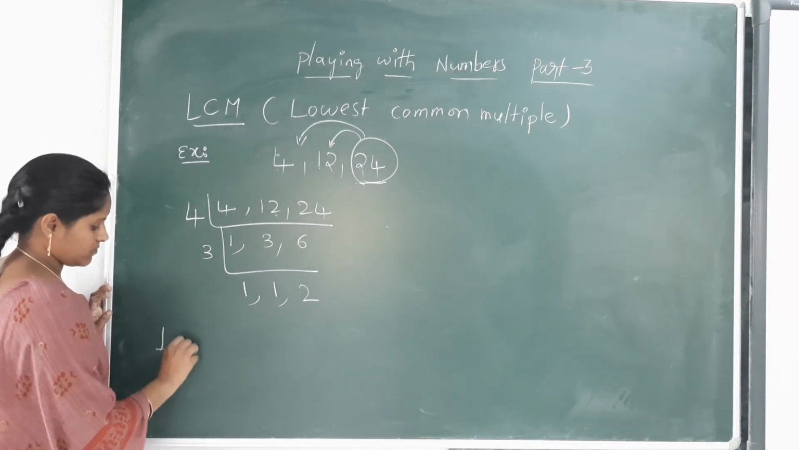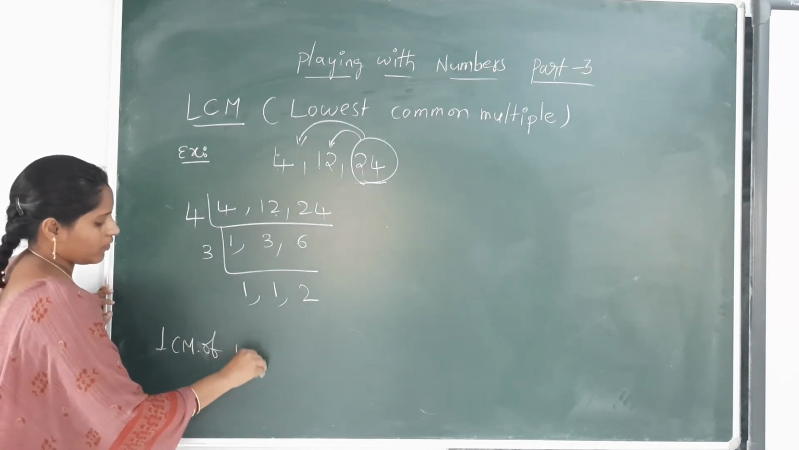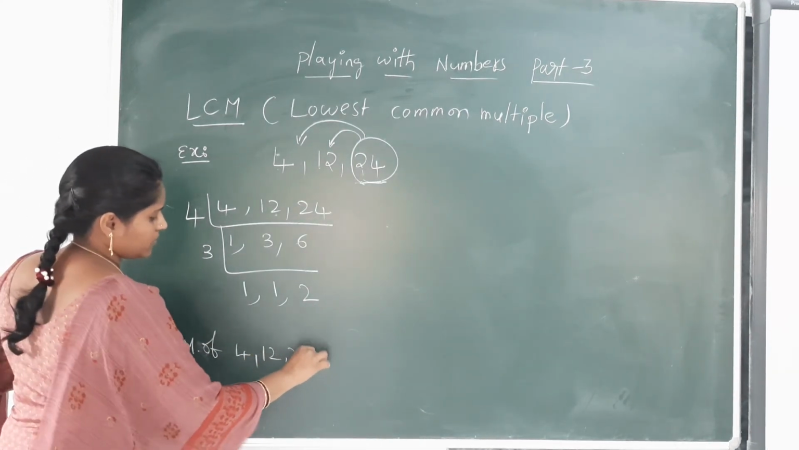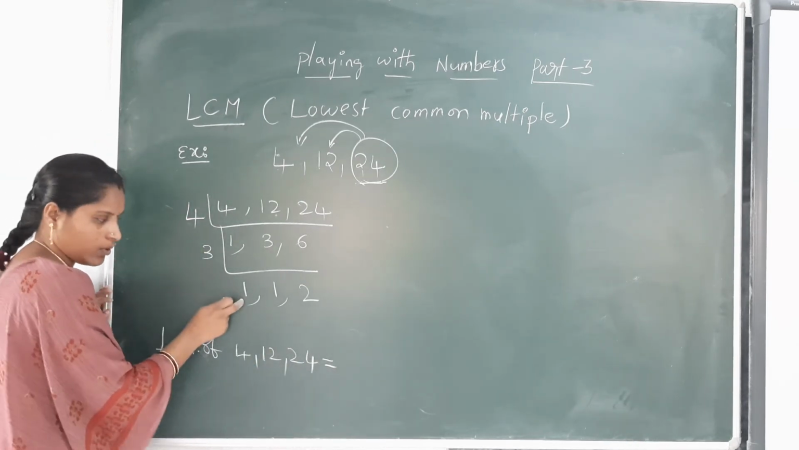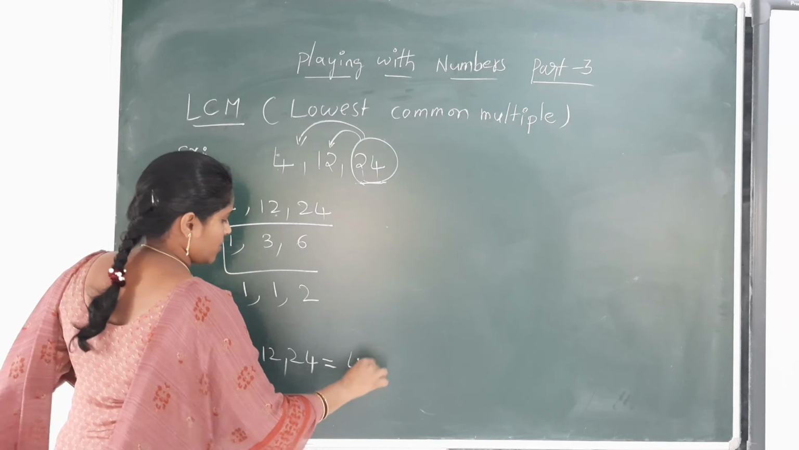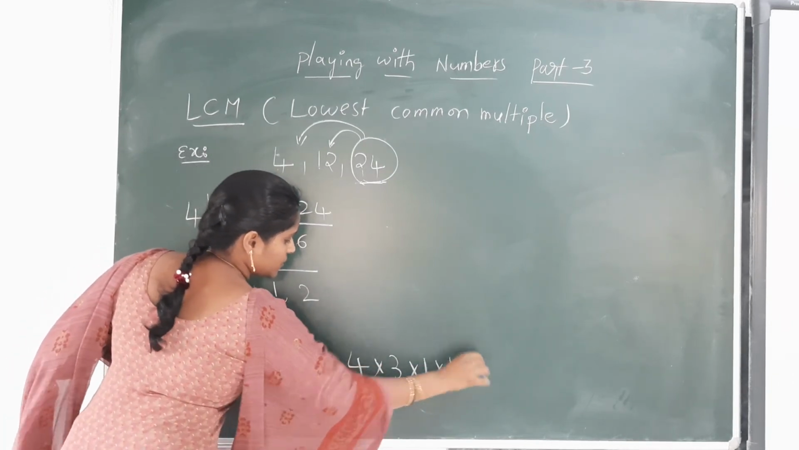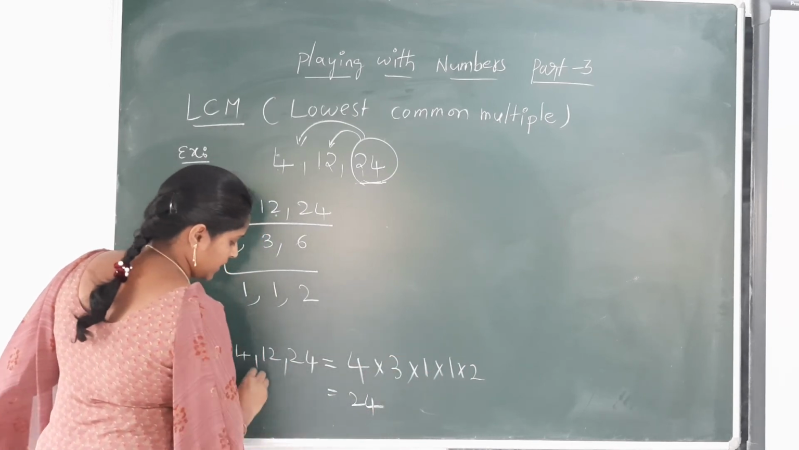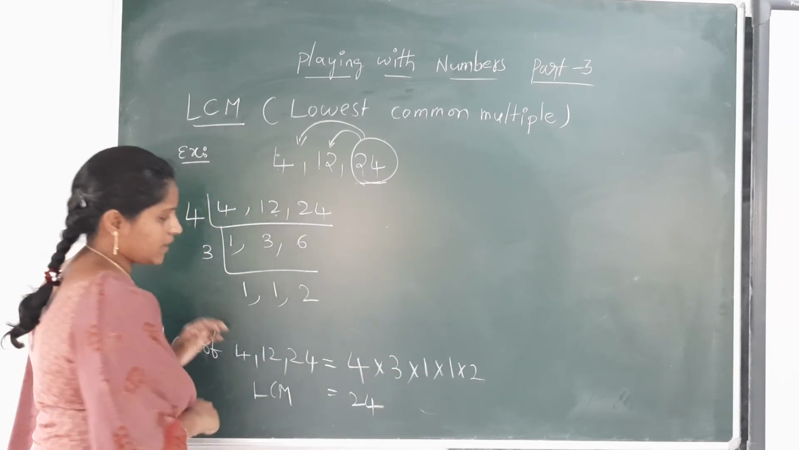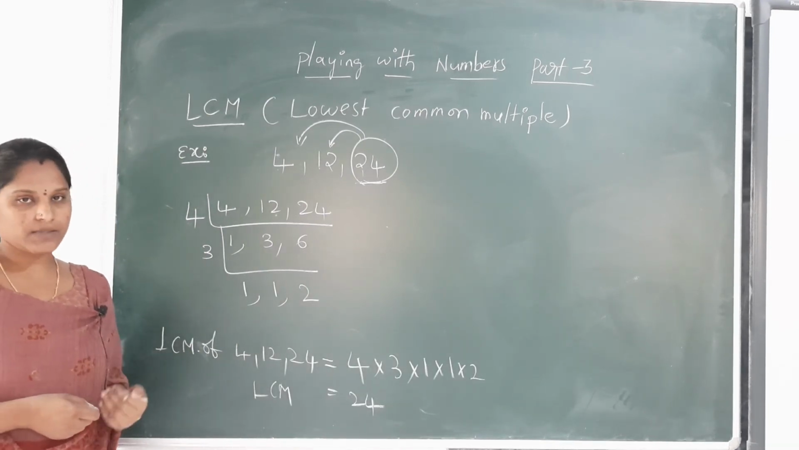Next, the LCM of 4, 12, and 24 is 4 into 3 into 1 into 1 into 2. 4 3s are 12. 12 2s are 24. Again we get the LCM as 24. By using any method for finding the LCM, we get the same LCM.